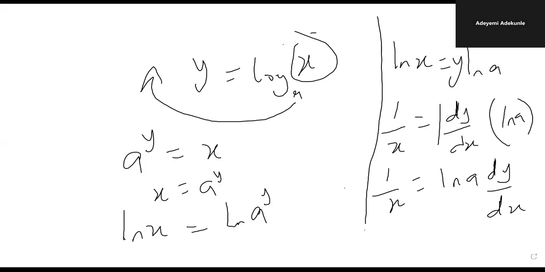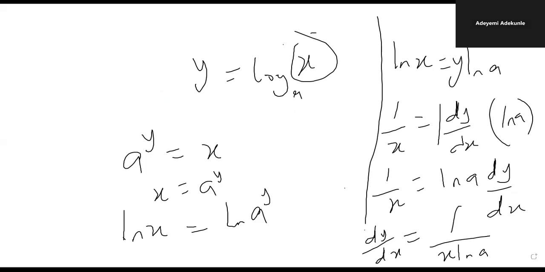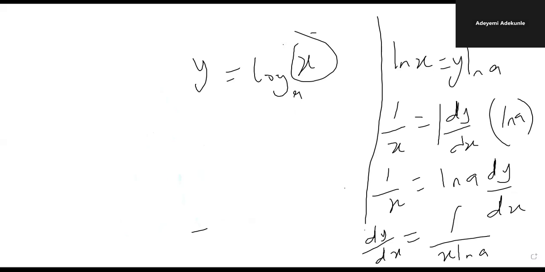What we need basically in this is our dy over dx. So I can make dy over dx the subject of the formula by saying my dy over dx equals 1 over x ln a. So the derivative of this, dy over dx, is a standard derivative: dy over dx equals 1 over x ln a.